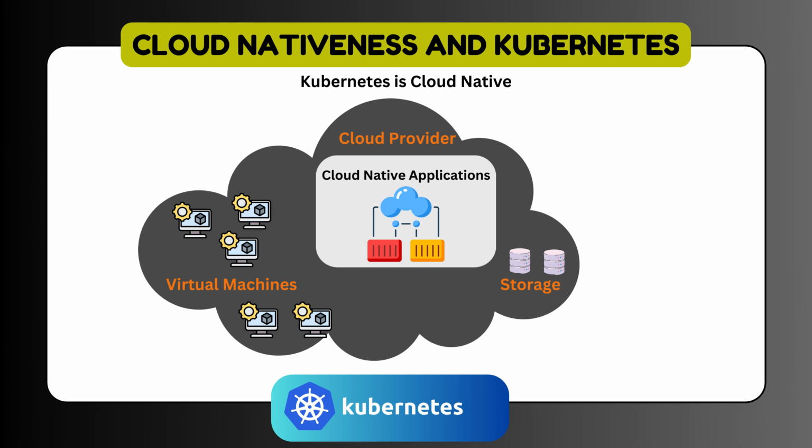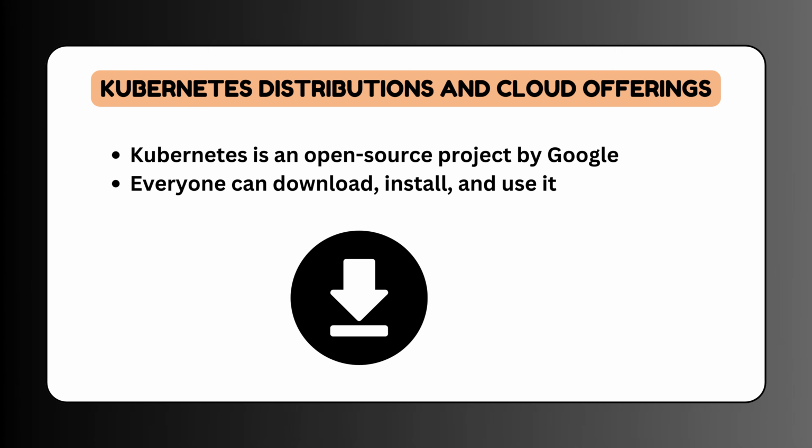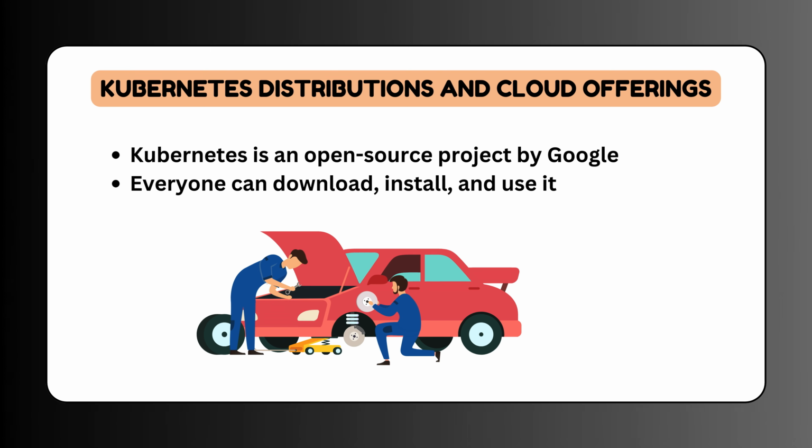Now let's talk about how you can actually get your hands on Kubernetes. Here is something interesting. Kubernetes started as a Google project, but they made it open source, meaning it's available for anyone to use, modify, and improve. While you can download Kubernetes directly and install it yourself, I'll be honest, the installation process can be complex. It's like building your own car from parts. So it's possible, but it's challenging.